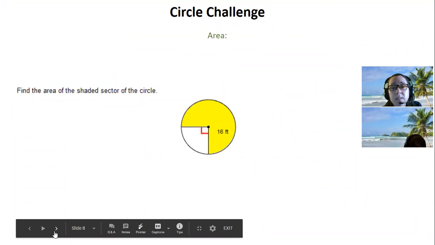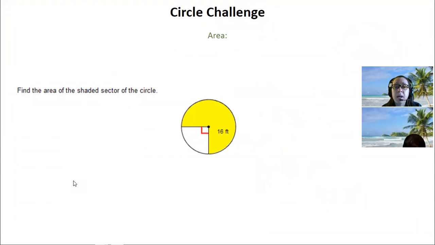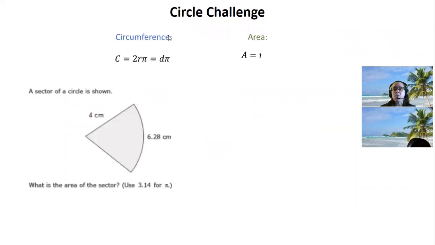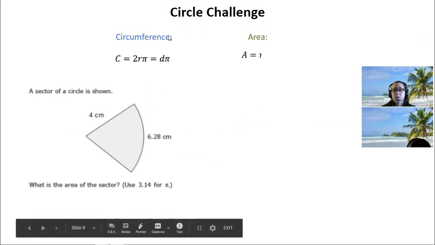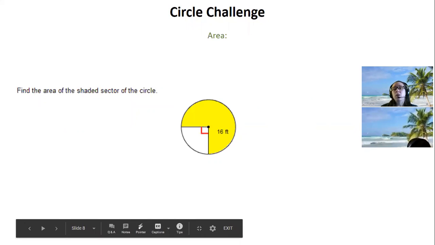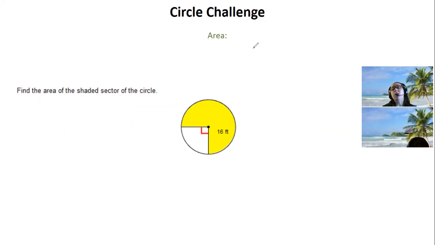Oh, we got to talk about sector area. Okay, so you're going to have questions, I believe. I'm not going to go too in depth with area. So you might be asked to find the area of the shaded sector of a circle. Now this one's pretty nice because you have a nice chunk cut out of it. So there's actually a formula for the area of a sector, but we'll get to it in just a second.